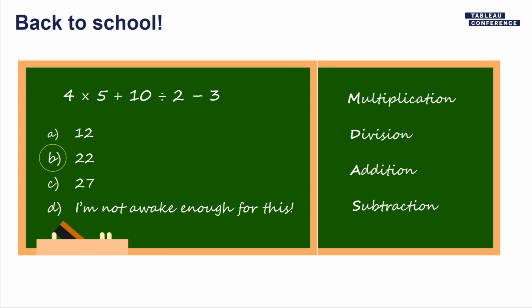Let's do it together. We first need to apply multiplication and division. So 4 times 5 is 20, and 10 divided by 2 is 5. After solving these two first parts, then we can apply addition and subtraction. So 20 plus 5, 25, minus 3, 22. And that's the only way to get to the correct result.